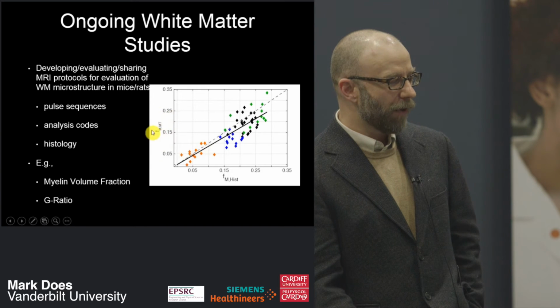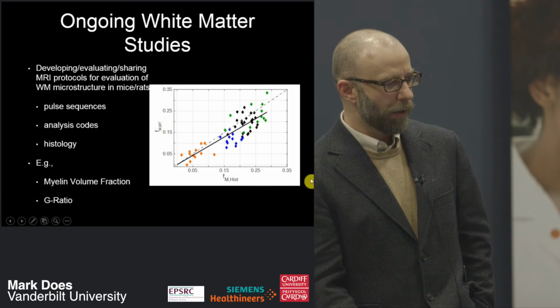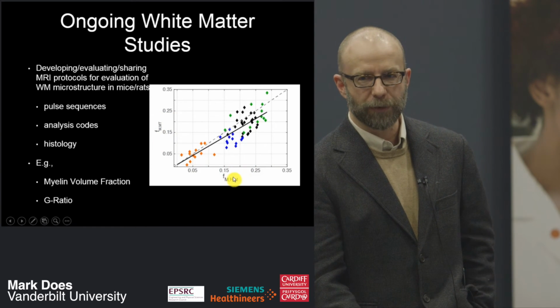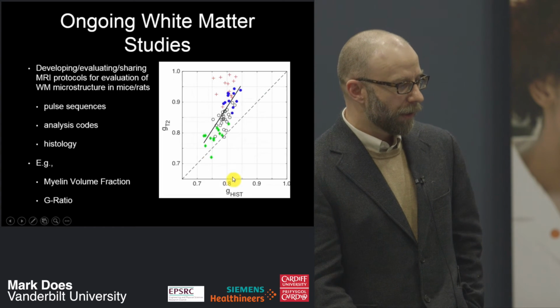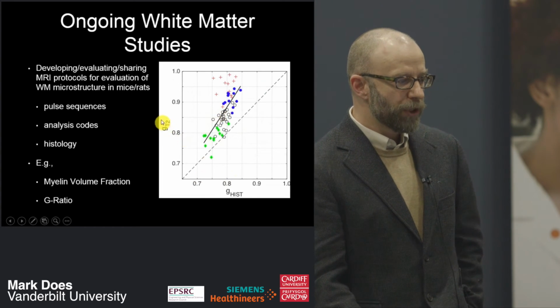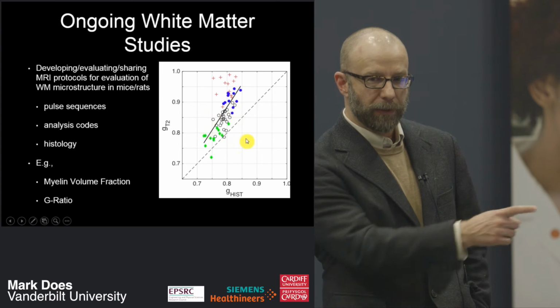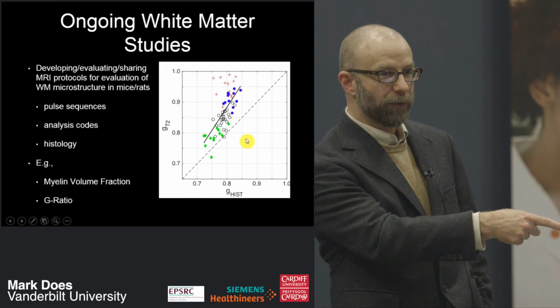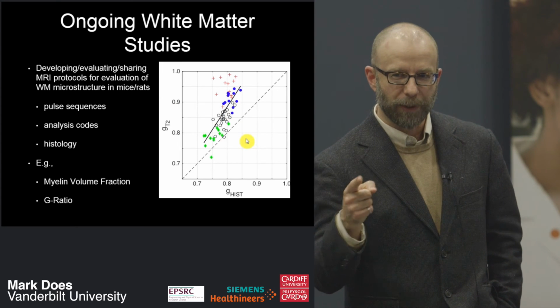So these are myelin volume fraction measurements that we make with MR, and these are myelin volume fractions we measure with histology. Not doing quite as well with G ratio measurements, but close. And the G ratio measurements actually involve diffusion, which justifies me talking about it here.